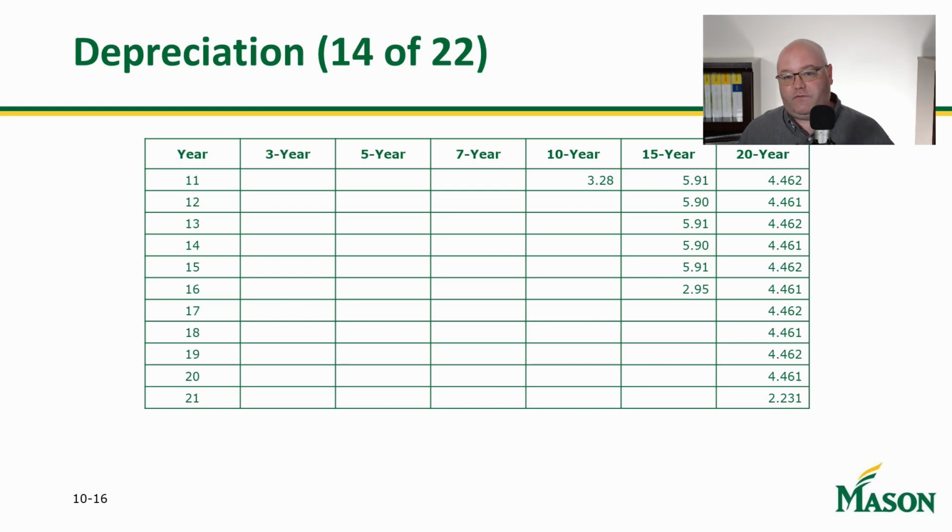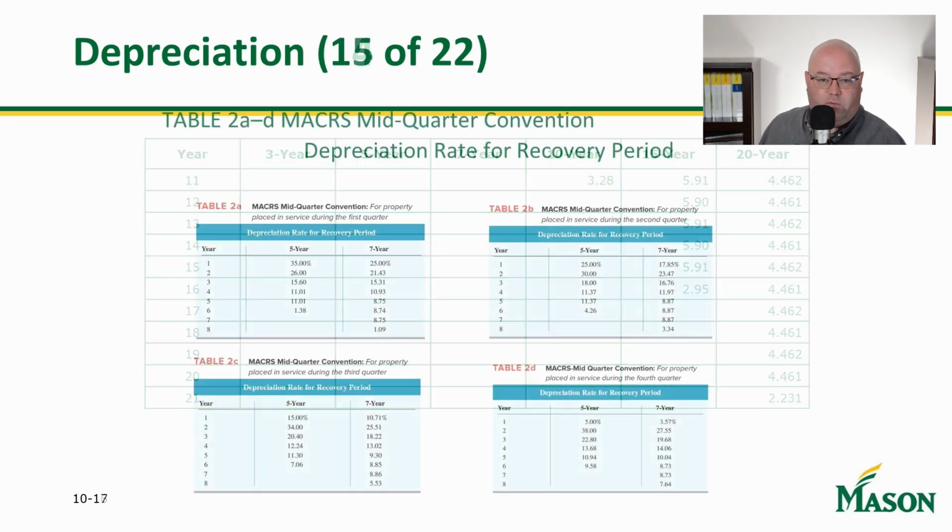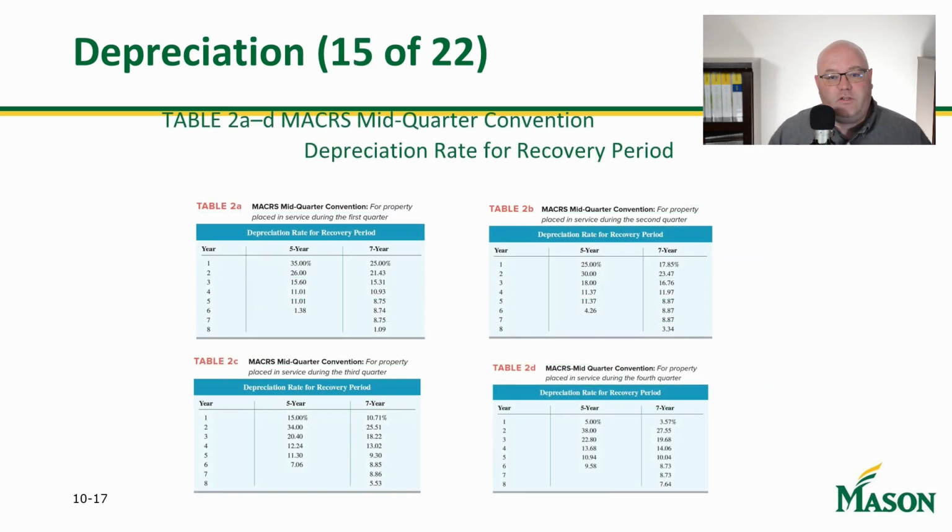All right. So this is if you get to 15-year assets or 20-year assets, and this is in years 11 through 21, of course. These are the tables that they actually use in your book. They're a little easier to read, in my personal opinion, just because of the color and all that sort of stuff. So I would actually go ahead and use these tables.